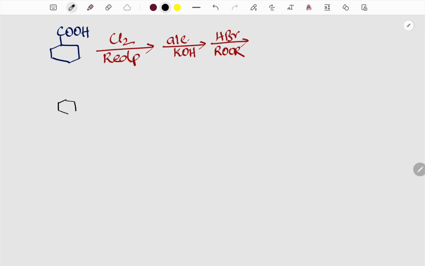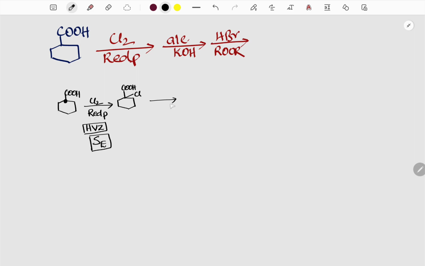Cyclohexane carboxylic acid treated with Cl2 and red phosphorus. This reaction is known as the HVZ reaction, the Hell-Volhard-Zelinsky reaction. In the HVZ reaction, the alpha proton is replaced by an electrophile. In this case, the electrophile is Cl+. It is an example of electrophilic substitution.